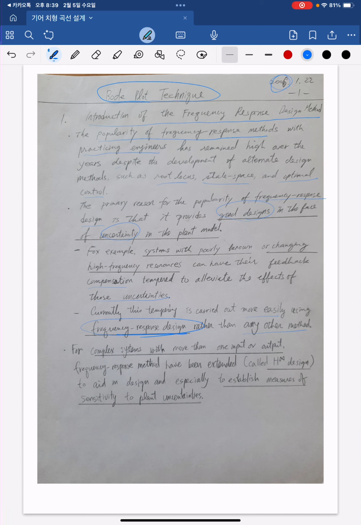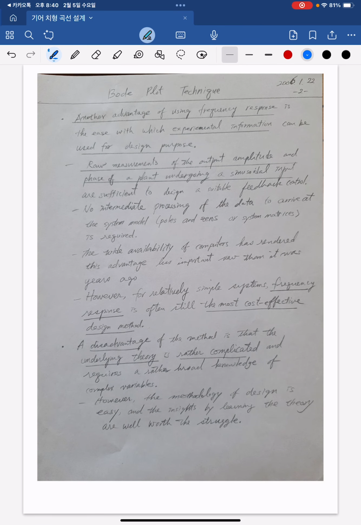For a complex system with more than one input or output, frequency response methods have been extended, called H-infinity design, to aid in design and especially to establish measures of sensitivity to plant uncertainties. Another advantage of using frequency response is the ease with which experimental information can be used for design purposes. Raw measurement of the output amplitude and the phase of a plant undergoing sinusoidal input are sufficient to design suitable feedback control.